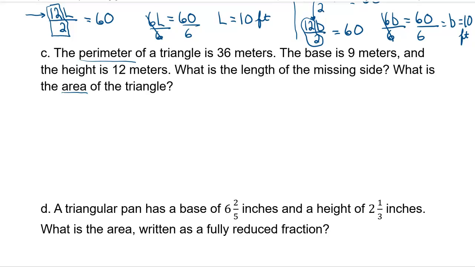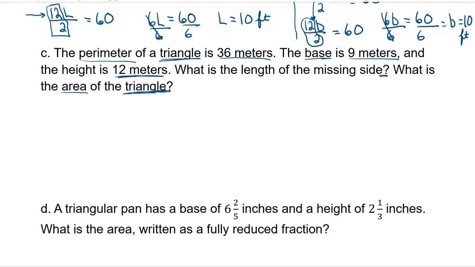All right. So the perimeter of a triangle is 36 meters. All right, triangle, 36 meters. The base is 9 meters, and the height is 12 meters. What is the length of the missing side? And what is the area of the triangle? Now, I marked the question marks. I love using question marks for helping me see whether I have answered everything that I need to answer. So in this case, there are 2 question marks. That means there are 2 questions that I need to answer.